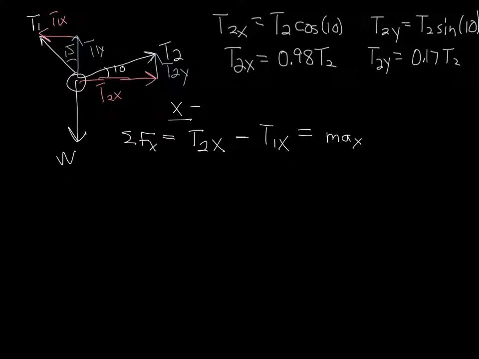And now I can plug and chug some values in. T2x, we just solved, is equal to 0.98 times T2.